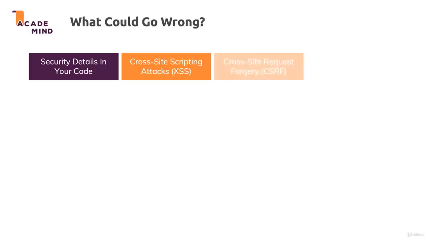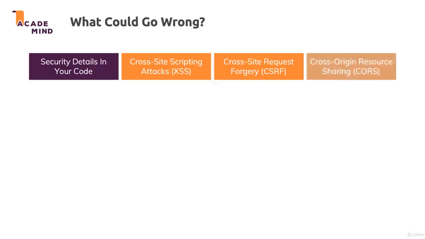I'll briefly touch on cross-site request forgery or CSRF attacks, which is related to both front-end and back-end code, but which only works or only is a thing if you have some backend you're sending data to, and therefore I'll briefly talk about that as well. And I'll revisit this concept of cross-origin resource sharing we already talked about earlier. So let's start with the security details in your code. What do I mean with that?